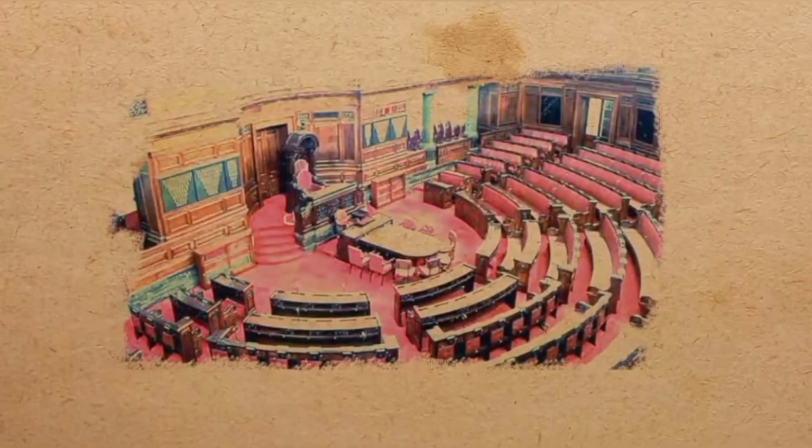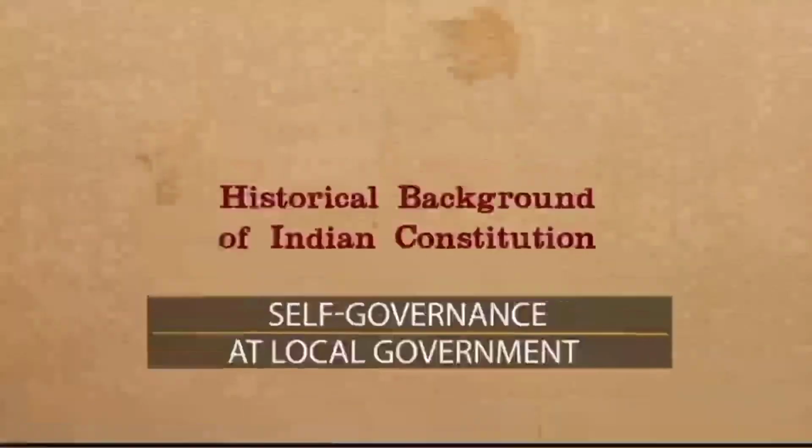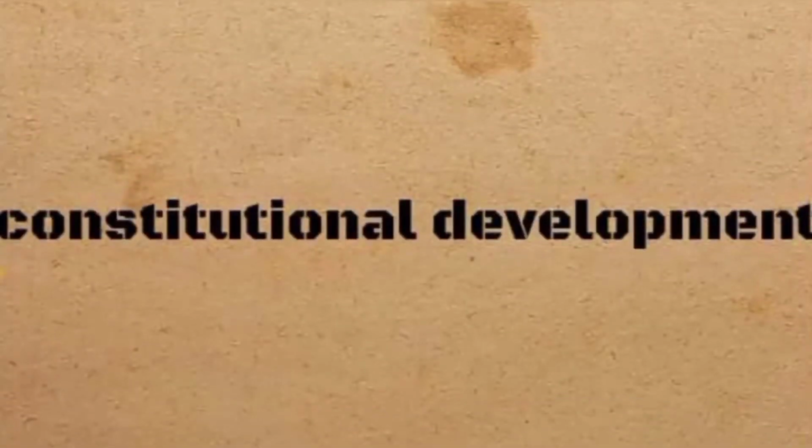Also the type of governance is federal, that is, there is a separate executive and legislature at the state and central levels. We also have self-governance at the local government level. All these systems owe their legacy to the British administration. And our next topic is constitutional development. Before going to this topic, let us know some points about the British government.